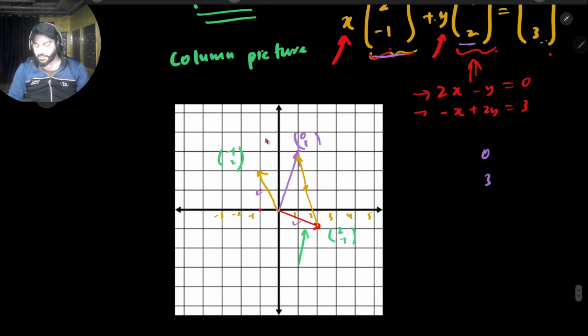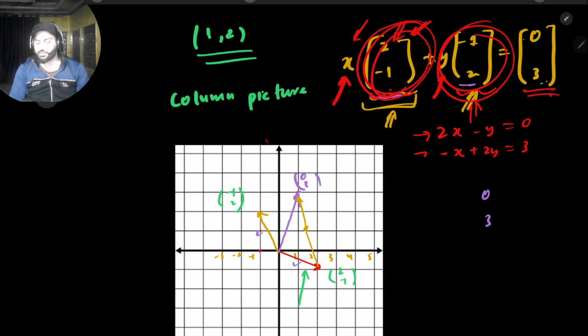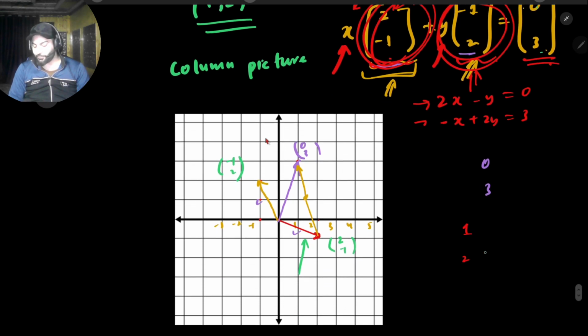So what I did is, I took one of this vector, and then two of this vector, and that makes me the solution. That's the value I'll put here. I took one of this vector, and then two of these vectors to reach this point 0 comma 3. That's the reason I'm saying the solution is 1, 2.